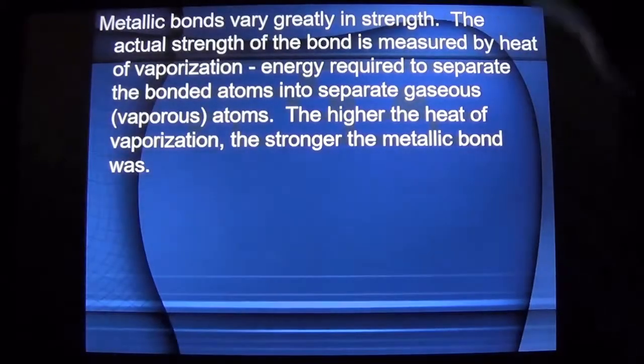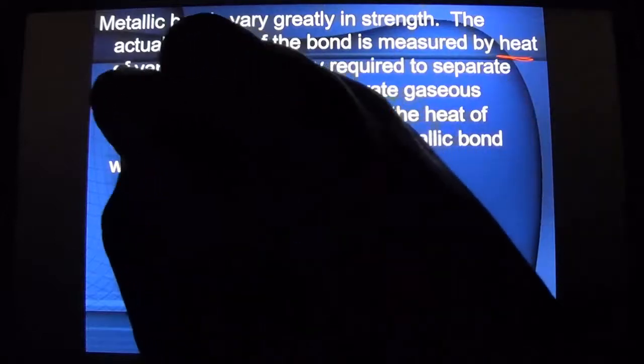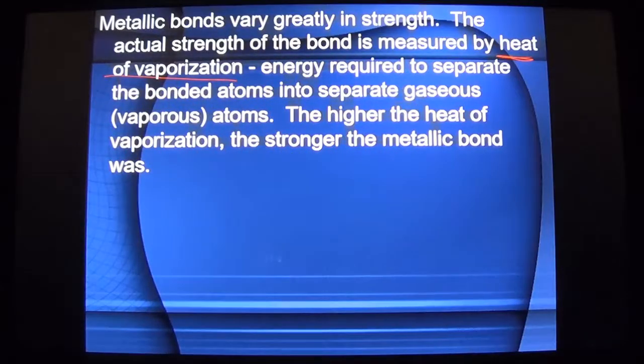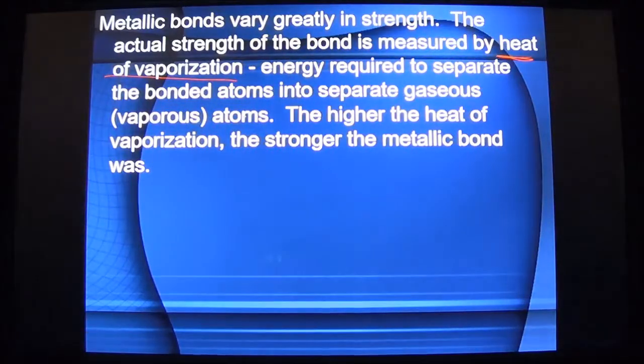Okay, we're ready for our last column, the far right column of your notes, with metallic bonding. Metallic bonding, there's just no generality. There's no way to generalize because it varies depending on the metals involved. And we have a lot of metals on the periodic table. So depending on the metals involved, it could be very strong, it could be very weak. But we do have a way to measure. We're going to measure it with this thing called a heat of vaporization. That is the energy required to separate the bonded atoms into gaseous or vaporous atoms.